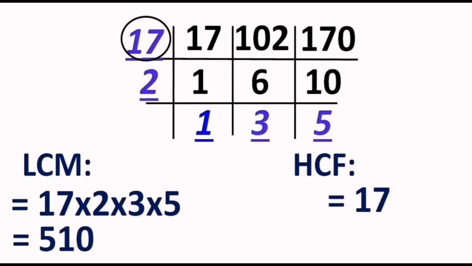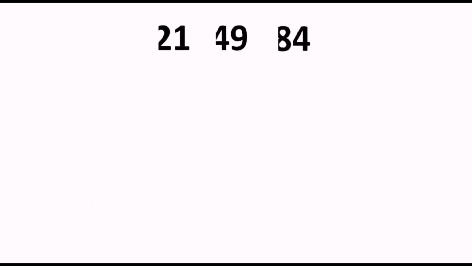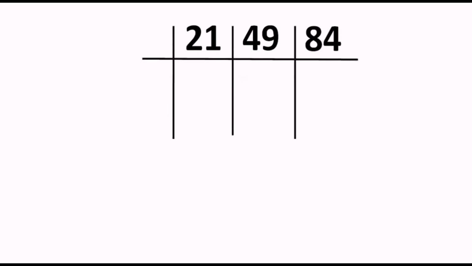And this is the way we have to find GCD and LCM together. Don't forget to bifurcate the numbers by encircling them. So let's move on with the other question. The question is on your screen: 21, 49, 84, and that is, I think, an easy-peasy one.